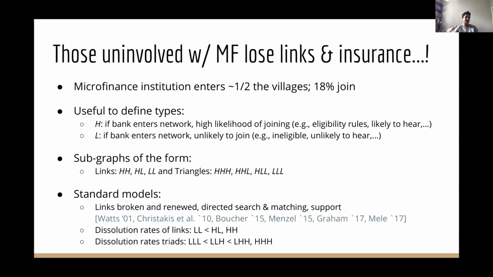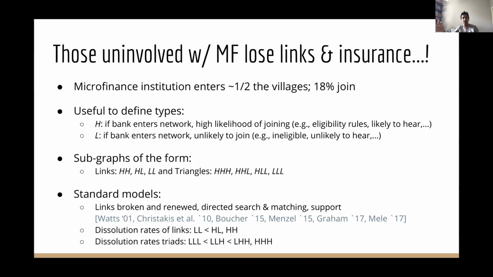And if you look at most standard models, many of what Bryan talked about earlier, where links will be broken and renewed, you have directed search, you have matching equilibria, you have payoff externalities or support value and friends of friends being friends. They have the following assumptions or results: if you look at the dissolution rates of links, links between low individuals basically don't break. In fact, they might increase. If the low types have a drop in their links, it's worthwhile to go find another low type and add a link, right? Because after all, the value of the low's relationship with the low type doesn't change. Neither of them got access to credit, doesn't matter.